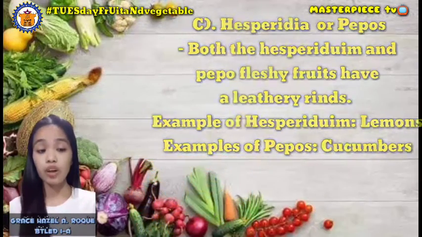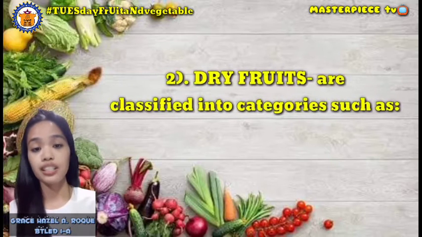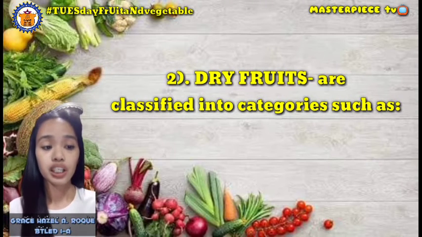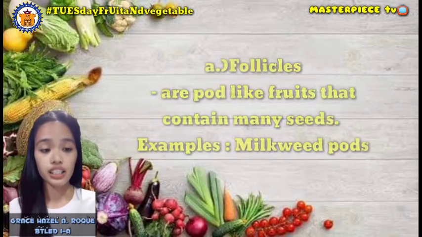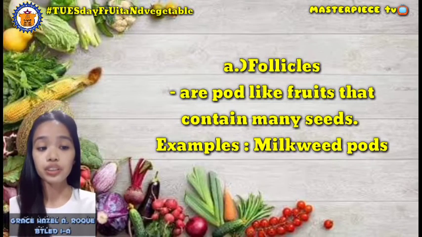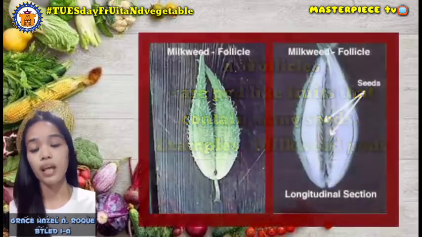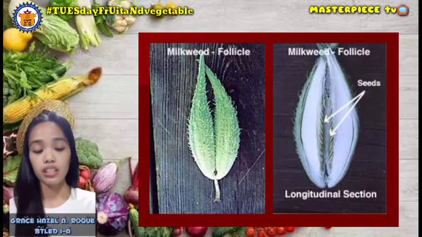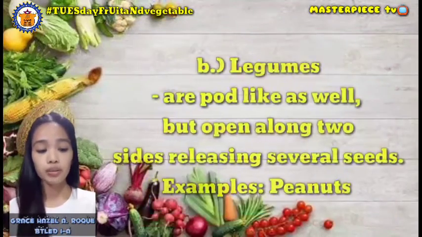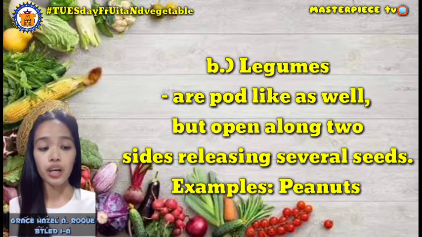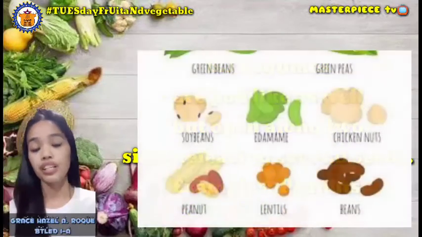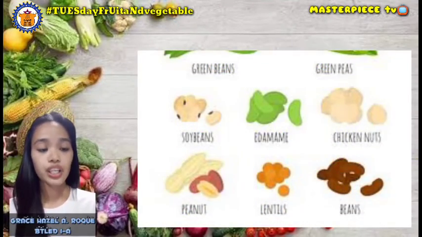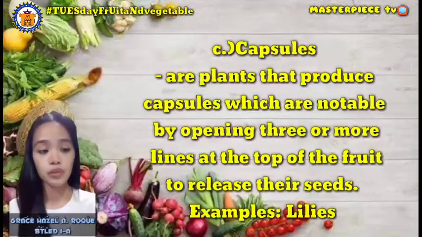The second type of classification of fruits. These are dry fruits. Dry fruits are classified into categories such as follicles. Follicles are pod-like fruits that contain many seeds. For example is milkweed pods. Number 2 is legumes. Are pod-like as well but open along two sides, releasing several seeds. For example, peanuts. So number 3 is capsules.